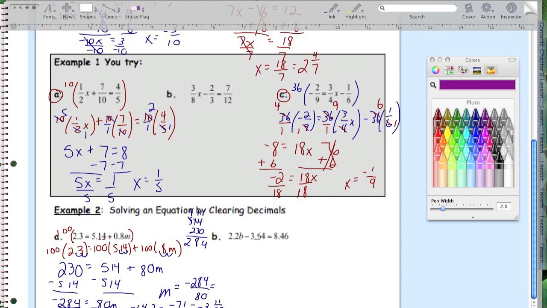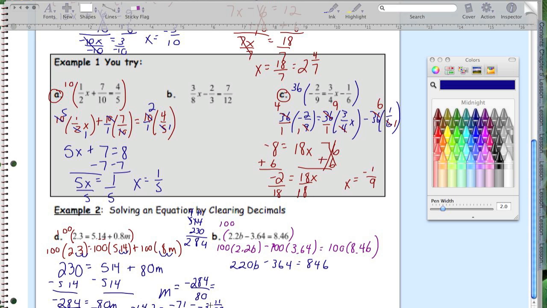This goes out to the tenths, the hundredths, so again we're going to multiply everything by 100. And really this means you're distributing that 100 in. If you want to write it out, it might help you to see it: 100 times 2.2b minus 100 times 3.64 equals 100 times 8.46. That might help you see what you're actually doing. So when I multiply everything by 100, I get 220b minus 364 equal to 846.